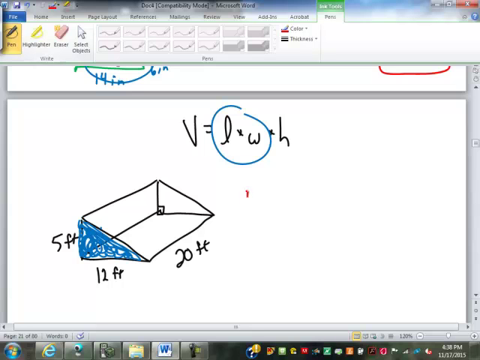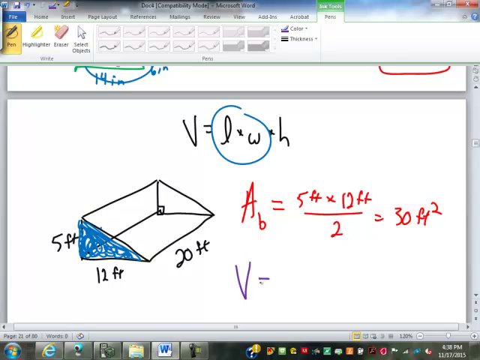So to find the area of the base, the capital A with the little b means area of base. Well, this is a triangle, so the area of that base is 5 feet by 12 feet divided by 2, which is going to be 30 feet squared.